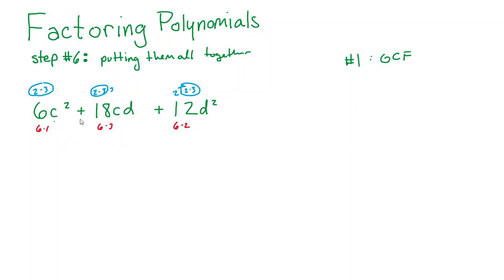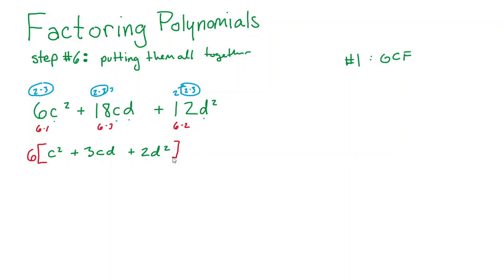Notice that the first term, c squared, has 2 c's, c, d in the second, but then the third one only has d squared, so it doesn't have any c's. And of course the first one doesn't have any d's, so we can't factor out any of the variables. So we're going to factor out the 6 from each term, and then we're left with, and I'll do it a different color just so we can kind of visually see what's going on here, c squared plus 3cd plus 2d squared.